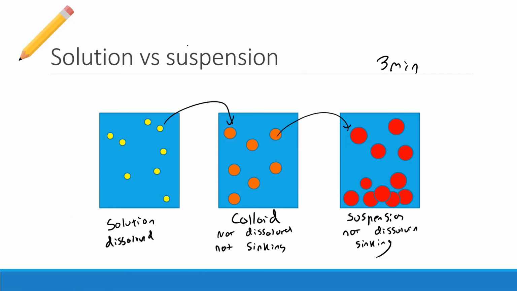So when you've got particles that are really, really small, they can get dissolved. They can mix up really easily. When you've got suspensions, the particles are so big that they sink to the bottom. When you've got colloids, they're like, oh, I'm pretty big, so I'm not going to dissolve, but I'm not going to sink. So colloids are sort of between the two. They don't dissolve, but they don't sink. So they sort of have properties of both.